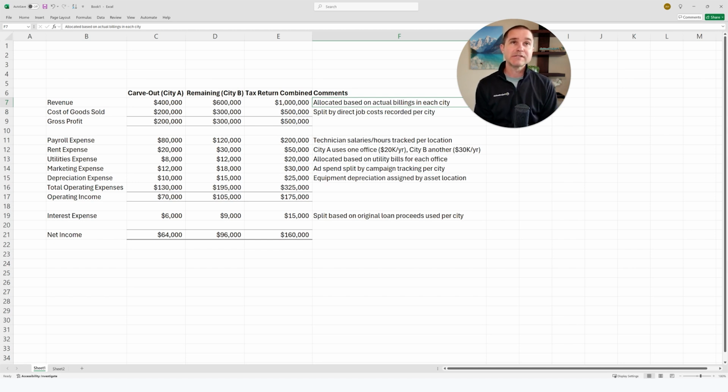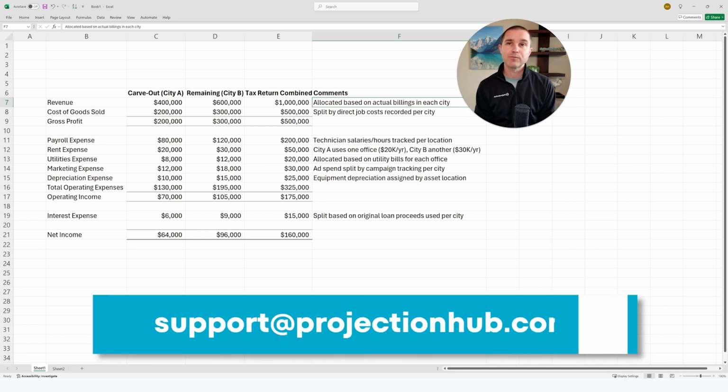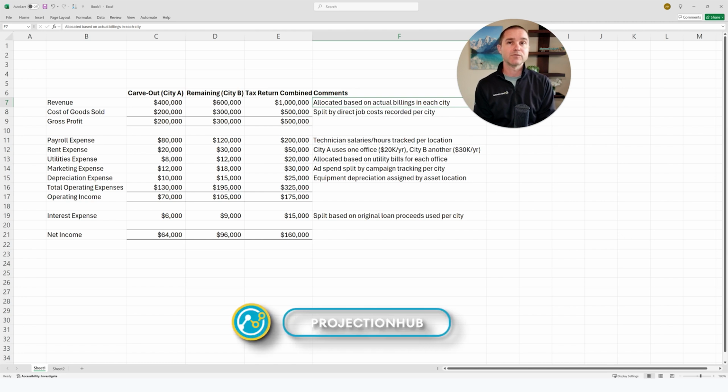So anyway, there can be some value in trying to produce these kinds of separated income statements, but it can take some time. If that's something that you think would be useful for you, feel free to reach out to us at support@projectionhub.com. We'd be happy to talk to you about your specific situation, what you're trying to accomplish with a carve-out, and see if we can put together a report that's going to make sense and meet the SBA requirements.